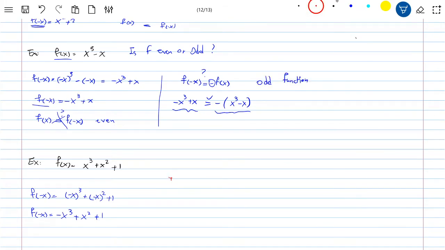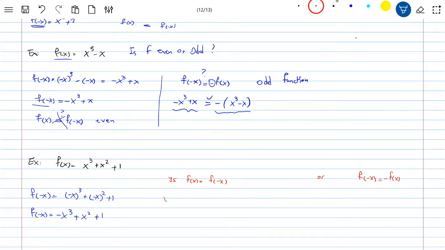Is f of x equal to f of negative x? Or is f of negative x equal to negative f of x? I need to check these two. This is the symmetry about the y-axis and symmetry about the origin.